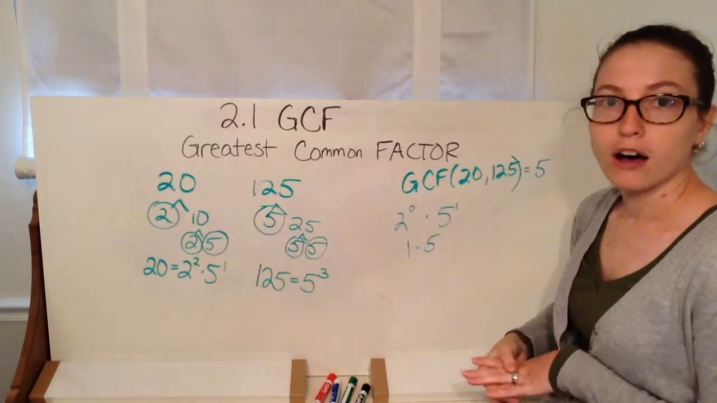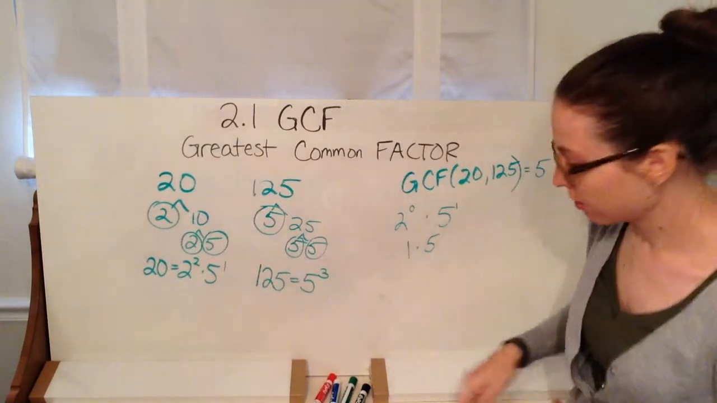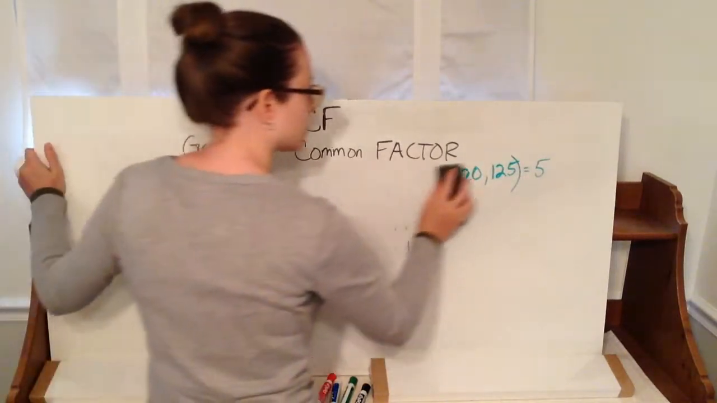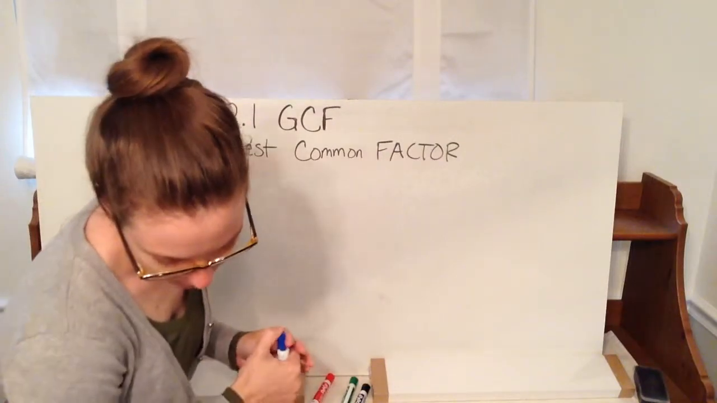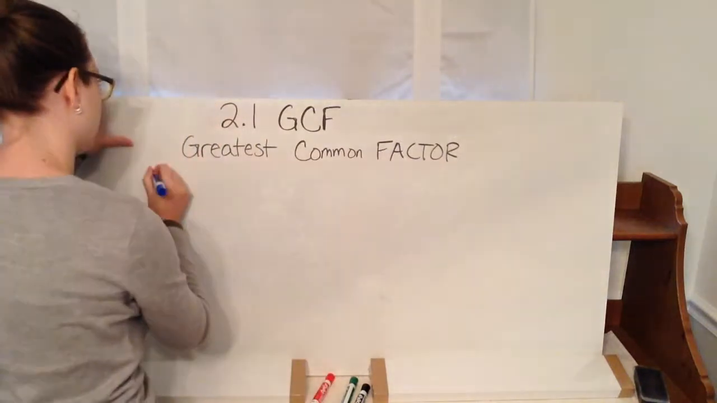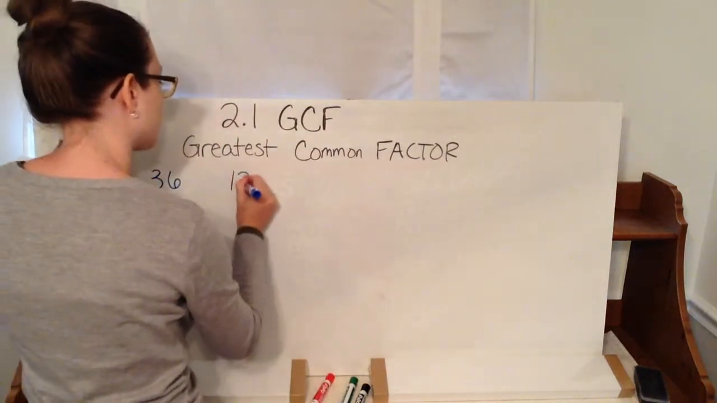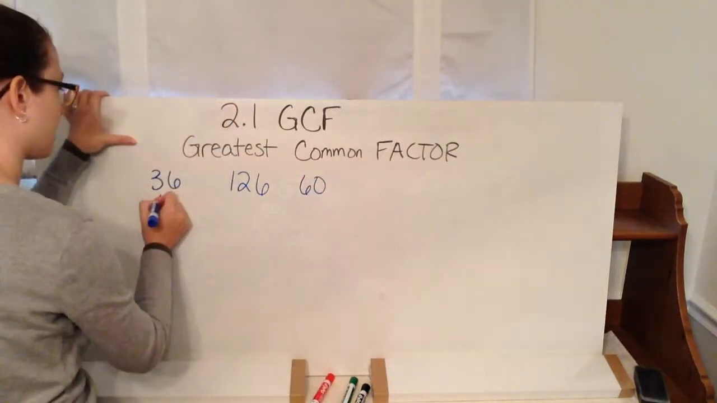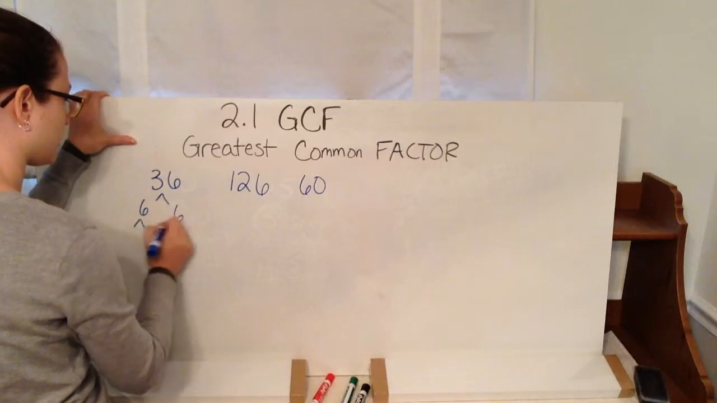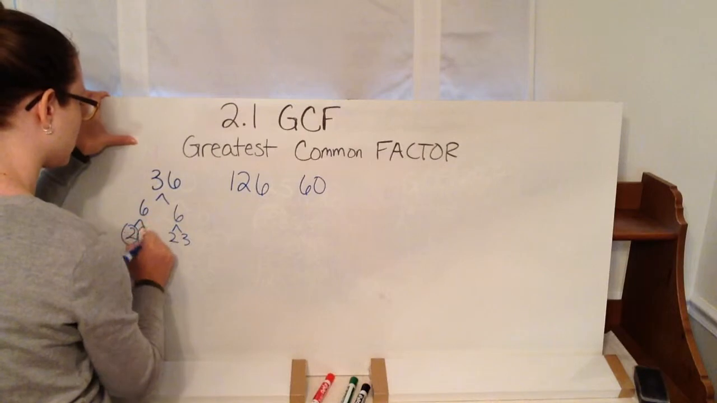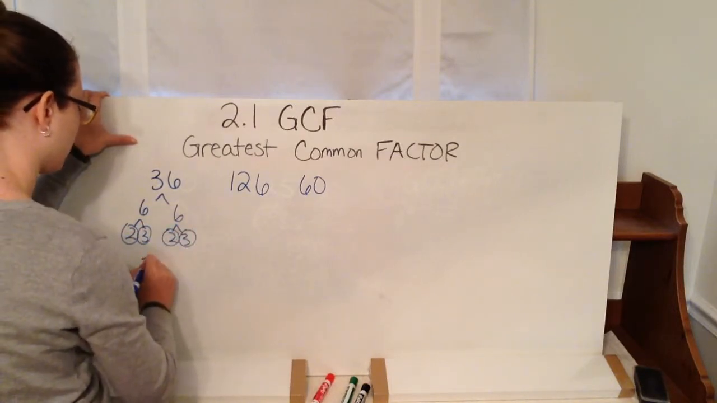One more example of one that's a little bit more complicated. This time we're using 3 numbers. And we are using 36, 126, and 60. Okay? 36 is 6 times 6. We've factored this recently, so we should know that it is 2 squared times 3 squared.